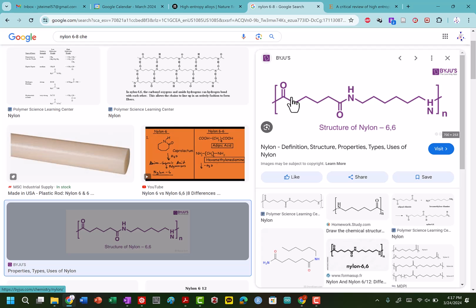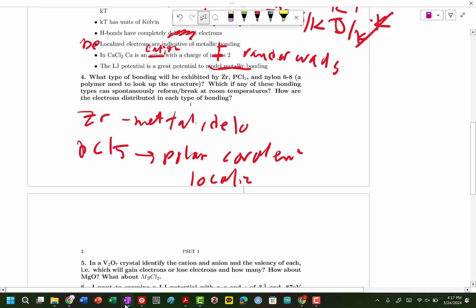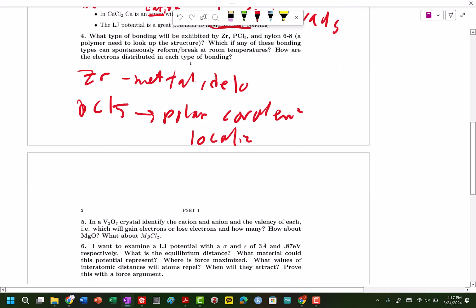So we see we have intramolecular covalent bonding across the backbone of our polymer, plus this amide group, and that leads to hydrogen bonding. So we have a mix of intra and intermolecular bonding. So the inter-H bonds can spontaneously break and reform at room temperature.